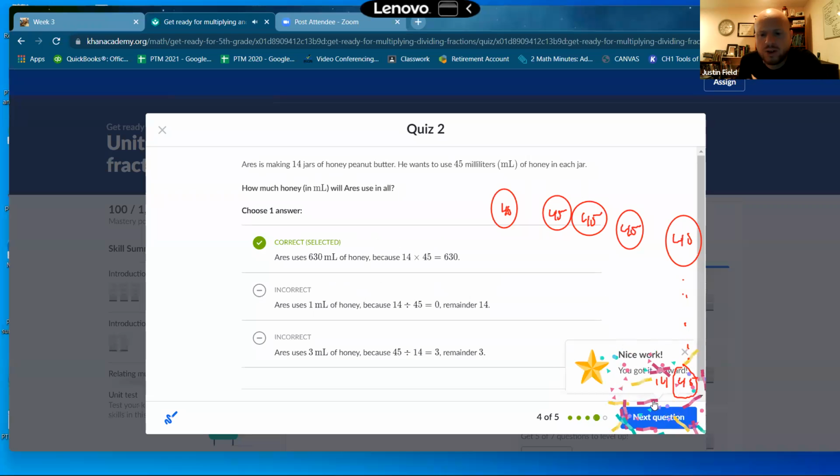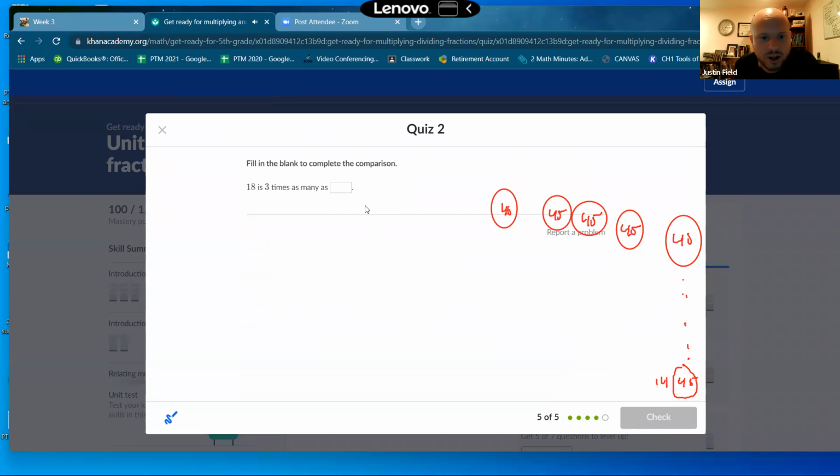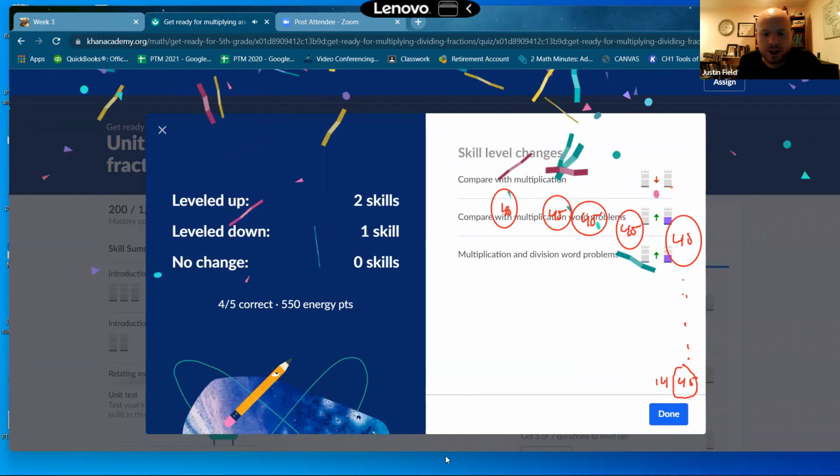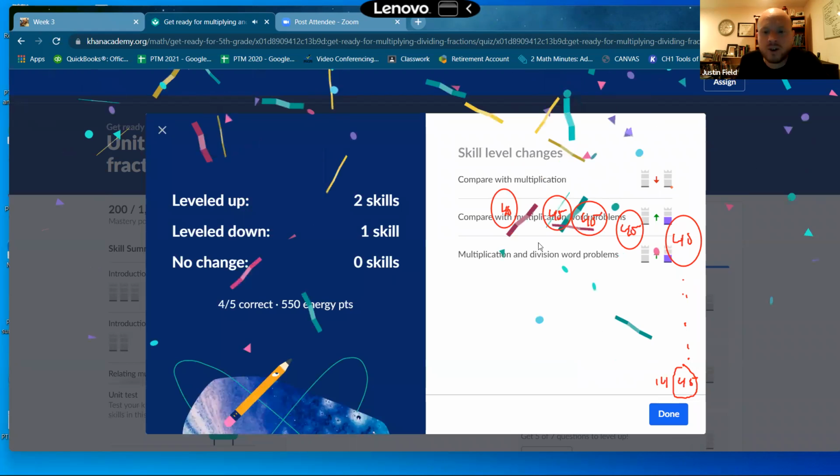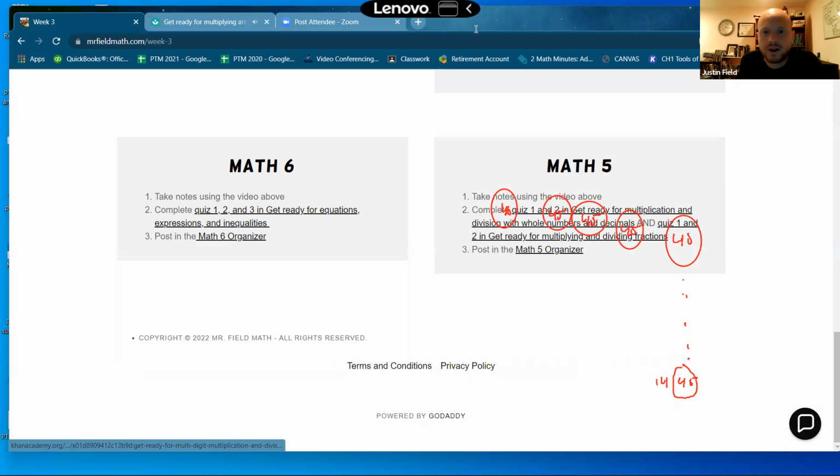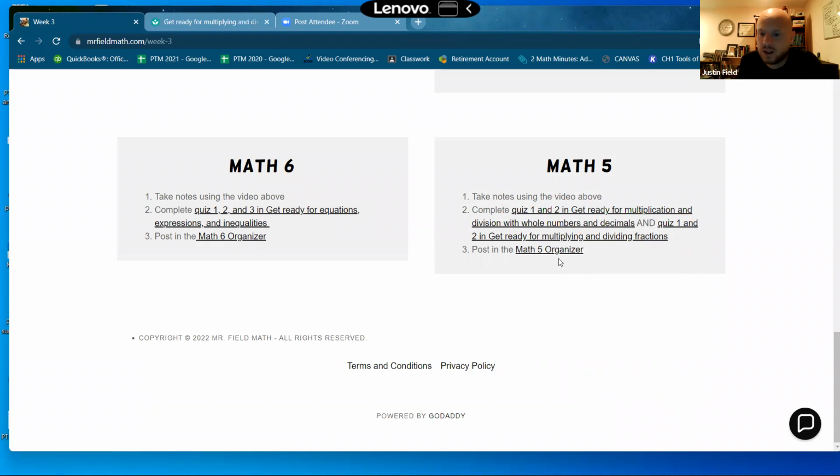I hope you agree that drawing a picture is really helpful. And you can do this one. You don't need me. All right. So there we go. Now you try, but do all those and post in the organizer.